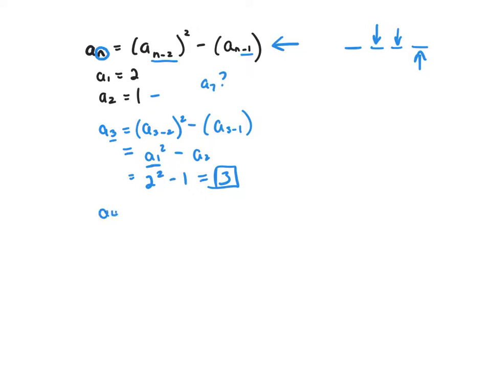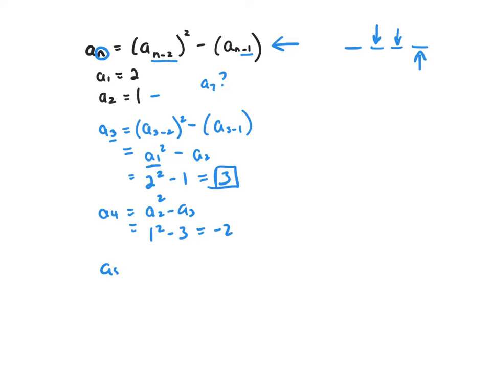So now a sub 4. A sub 4 will be a sub 2 squared minus a sub 3. A sub 2 is 1, and I'm going to square that. That's going to be 1 squared minus 3, and 1 squared minus 3 is negative 2.